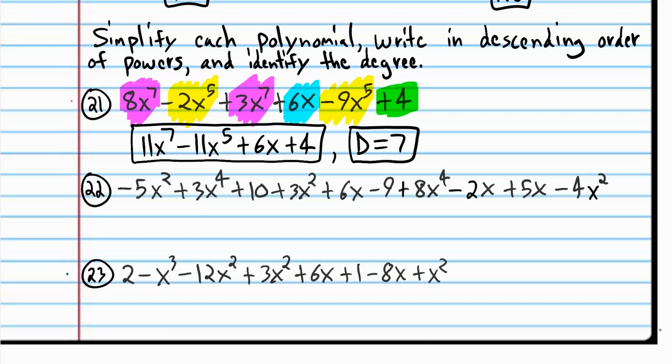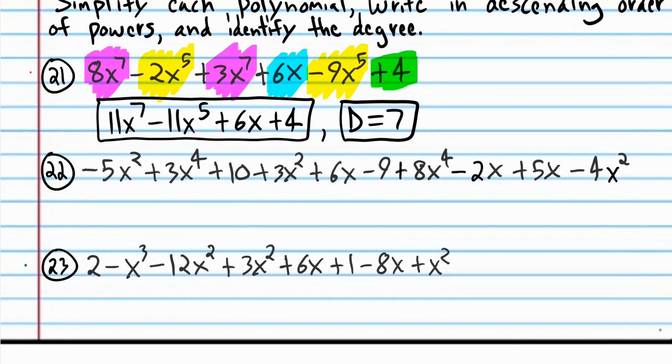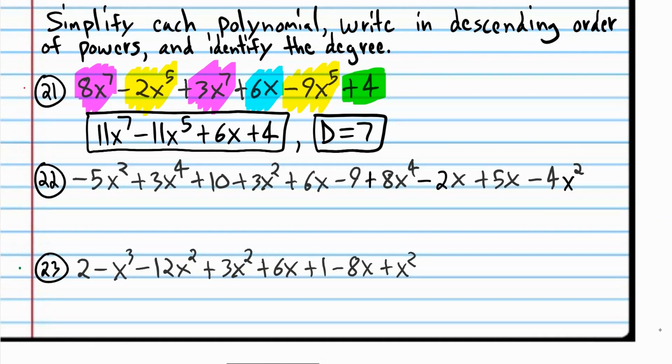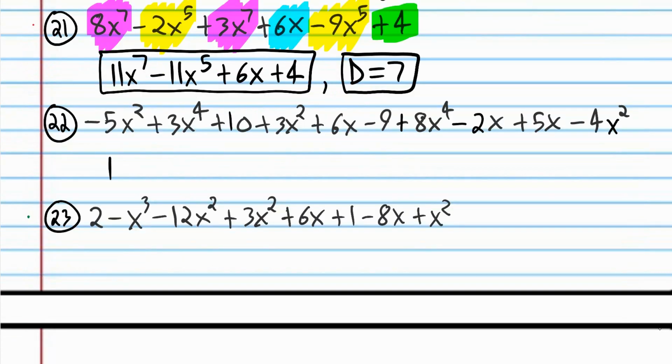Okay, let's try one more of these. As you can see, these are really not difficult. We don't have to spend a lot of time on this. So we're going to start with the largest power first, and we have 3x to the 4th and 8x to the 4th. We're going to add those and we get 11. So we have 11x to the 4th.